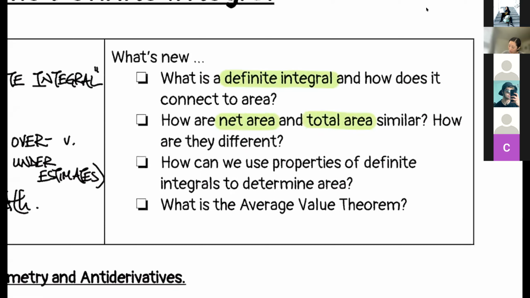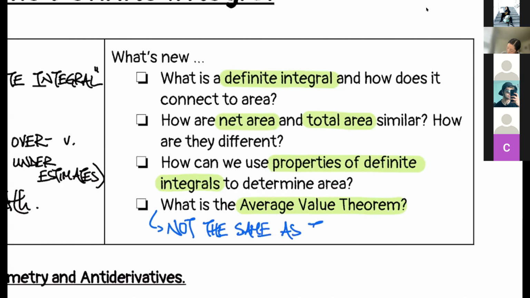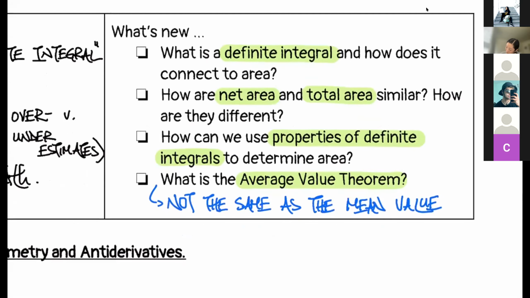And we are also going to look at properties of definite integrals. And finally, we're going to take a look at something called the average value theorem. All right. Now I want to make a note under this that this is not the same as, that sound is delightful, huh? Not the same as the mean value theorem.